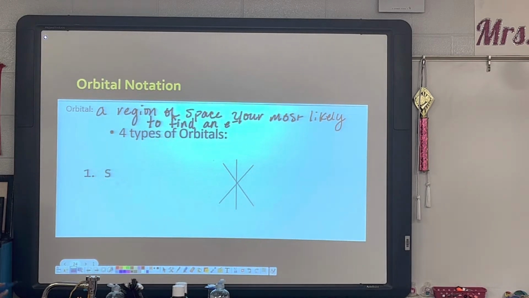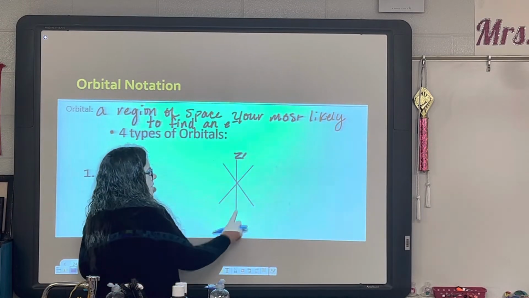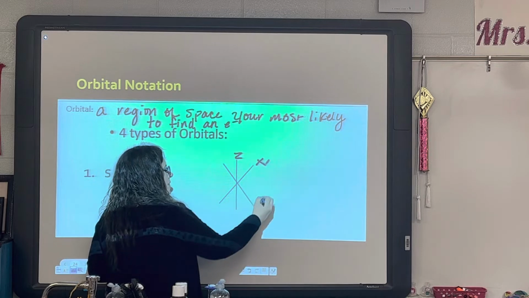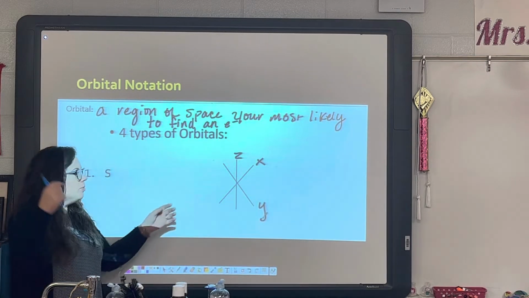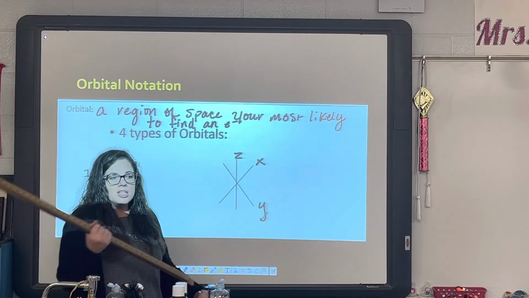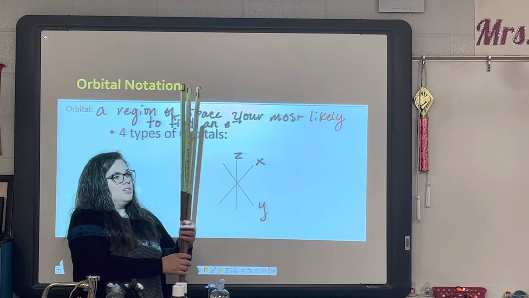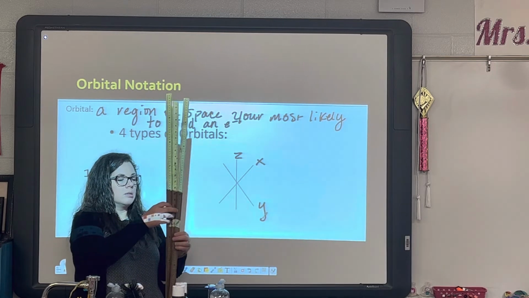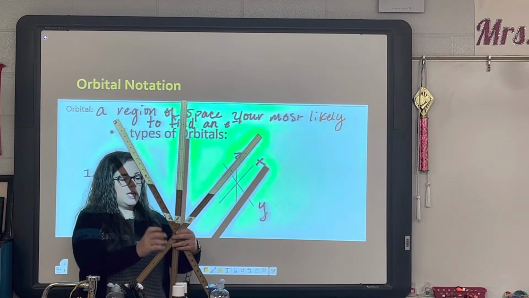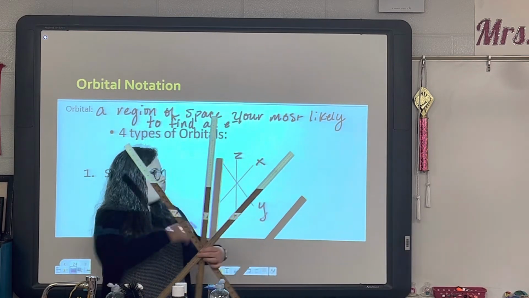So we're going to be using an XYZ plane. I always do my Z going straight up and down, and then my X and Y. When we do this on paper, it's very 2-dimensional. So I brought out my meter sticks to show you how we're going to make this 3-dimensional. So 2-dimensional is like this. This is what's on the board right now.